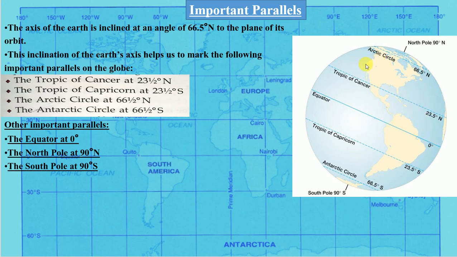The very first one you can see here, the Tropic of Cancer at 23.5 degree north, the Tropic of Capricorn at 23.5 degree south, the Arctic Circle at 66.5 degree north, and the Antarctic Circle at 66.5 degree south.